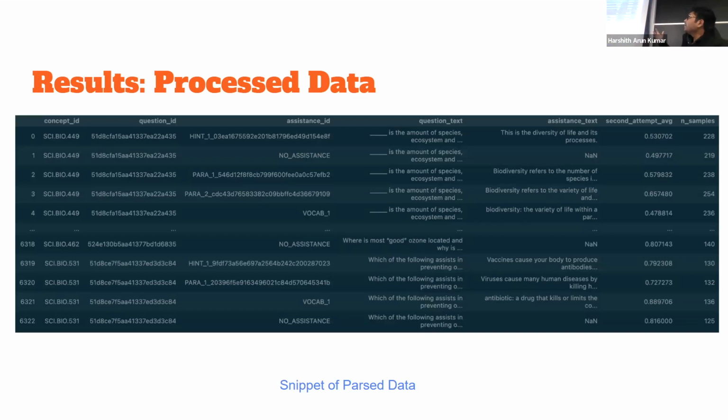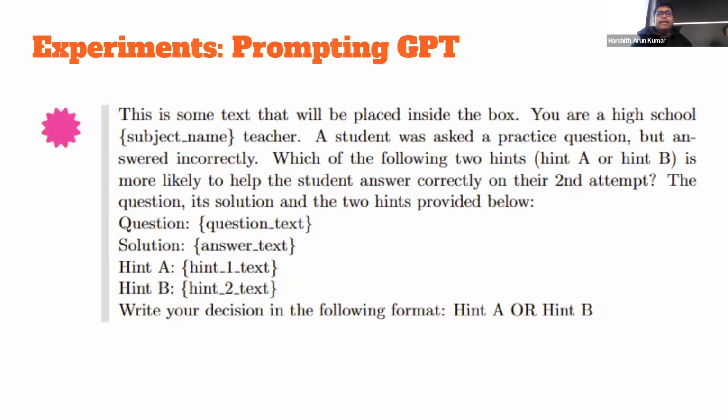And then you have your second attempt average, which is basically an average of how well they did after this hint was provided. It's like a 1 or 0 if you got it right after the hint or not. And number of samples is the amount of data that we had for each particular row that we have here. And this was the prompt that we made use of.